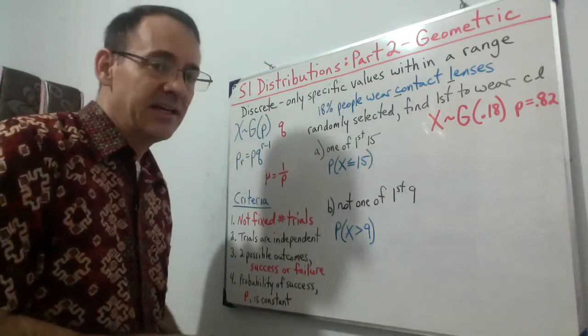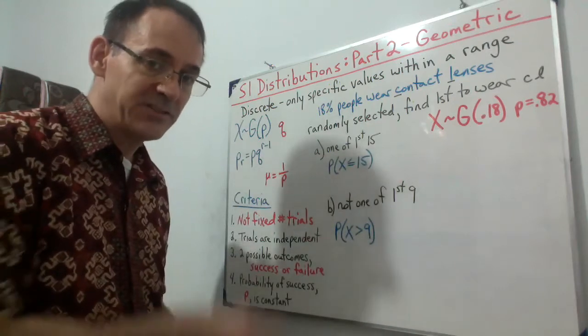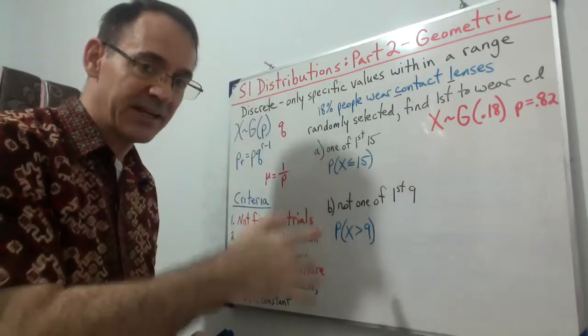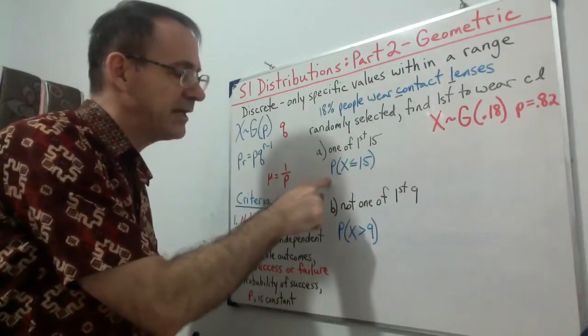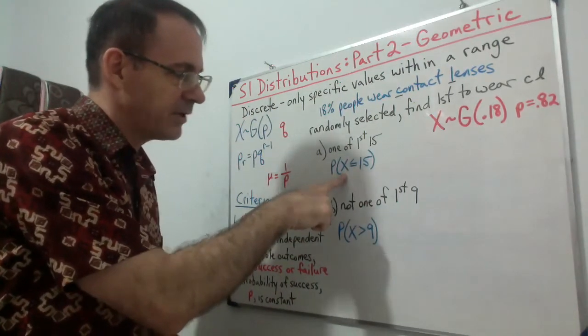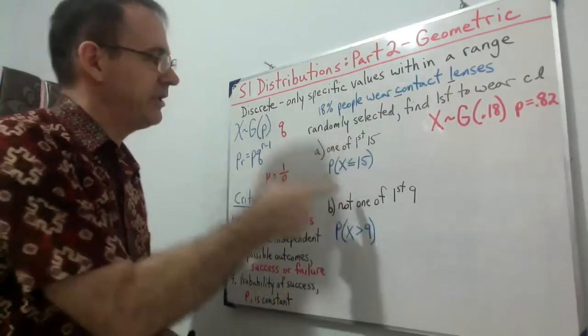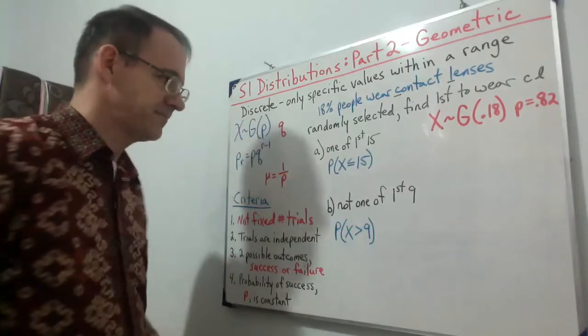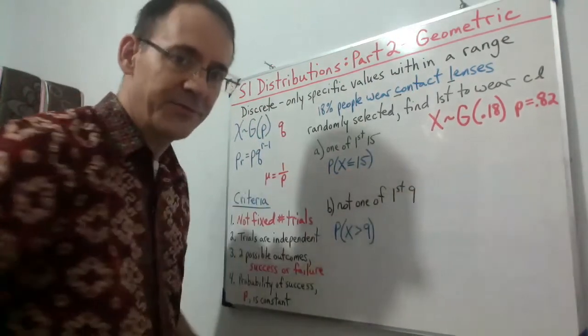It's asking any one of the 15, means it could be on the first, could be on the second, all the way to could be on the 15th. So the probability that your random variable is less than or equal to 15. Now, if we use the formula for this, that means we have to go from 1 to 15.